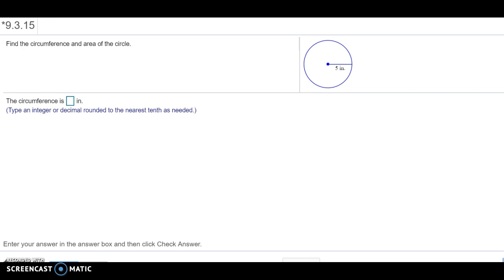In this first example, we are asked to find the circumference and the area of the circle. So let's go ahead and work this first example. You'll notice that this circle has a radius of 5 inches. So I'm going to draw this on the whiteboard.